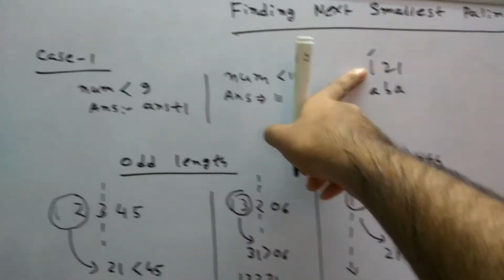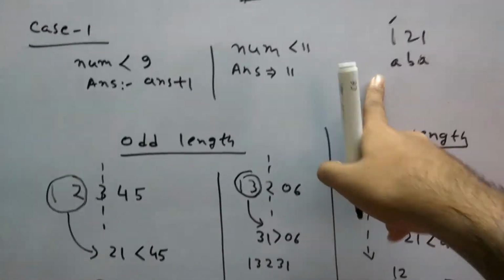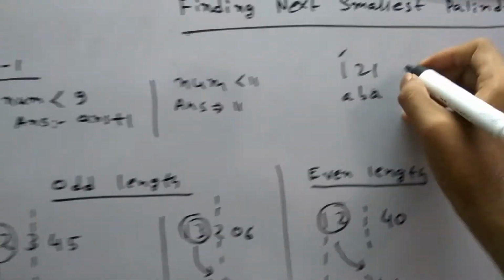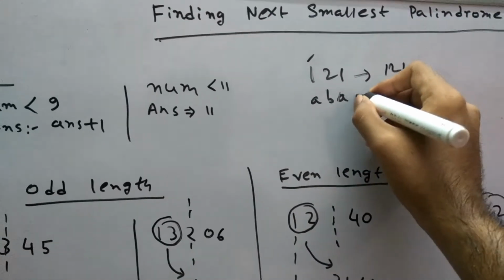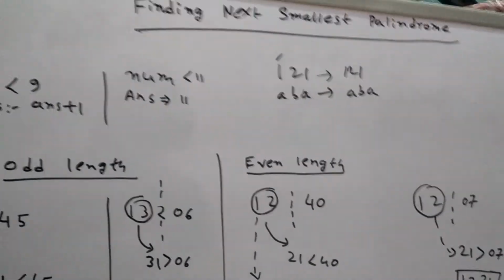Basically it means that if we reverse the number or the characters, it will be the same as the original. If 121 is reversed, we will get 121, so it will be the same. And if we reverse ABA, it will be ABA, exactly the same. So this type of input is called a palindrome.